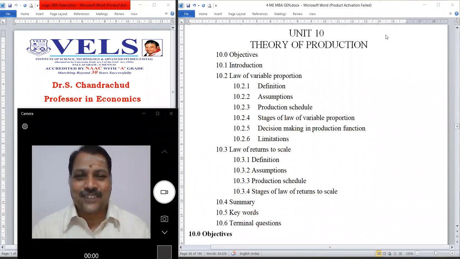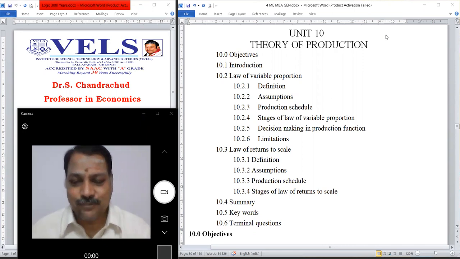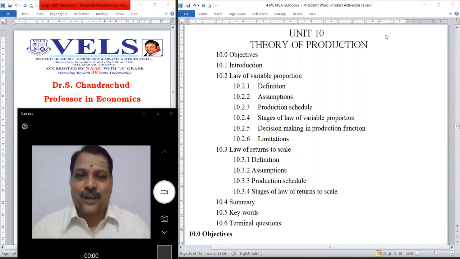Today's topic is theory of production. This is the 10th unit of block 3. In this class, we are going to discuss two production theories. One is the law of variable proportion and the other is the law of return to scale.